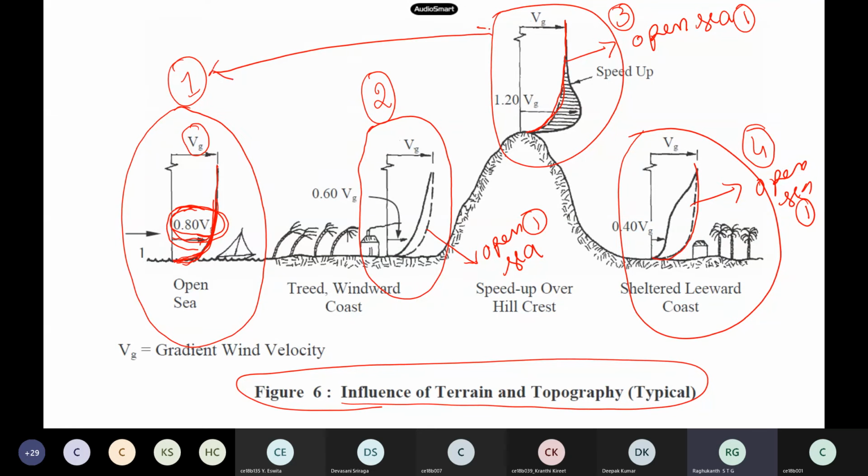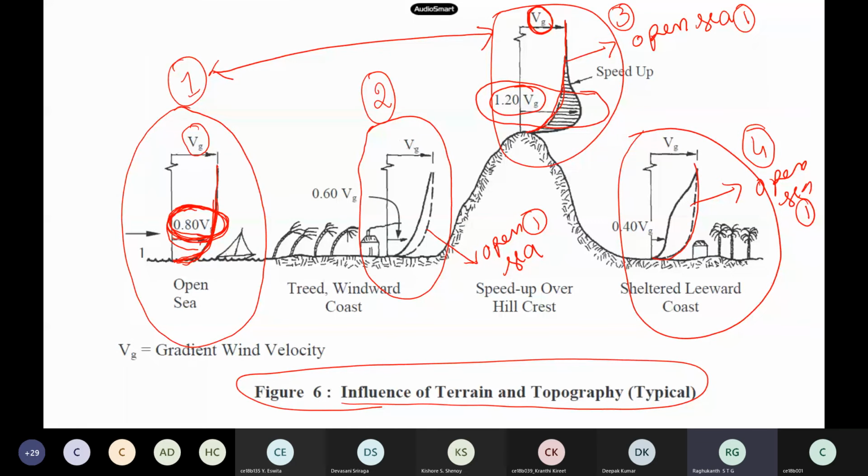What is happening? What is topography trying to do? What is the velocity of this boundary layer? What happened because of topography? Your wind speed Vg is the gradient velocity, which is a constant kind of thing, but when there is topography and you are located on top of the hill, your velocity gets amplified or de-amplified? It gets amplified. But if you are in the open sea, does it amplify or de-amplify?